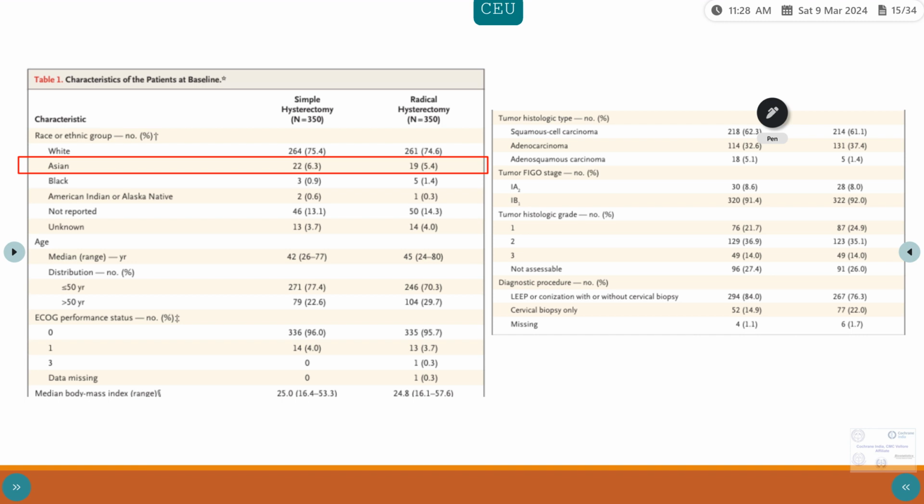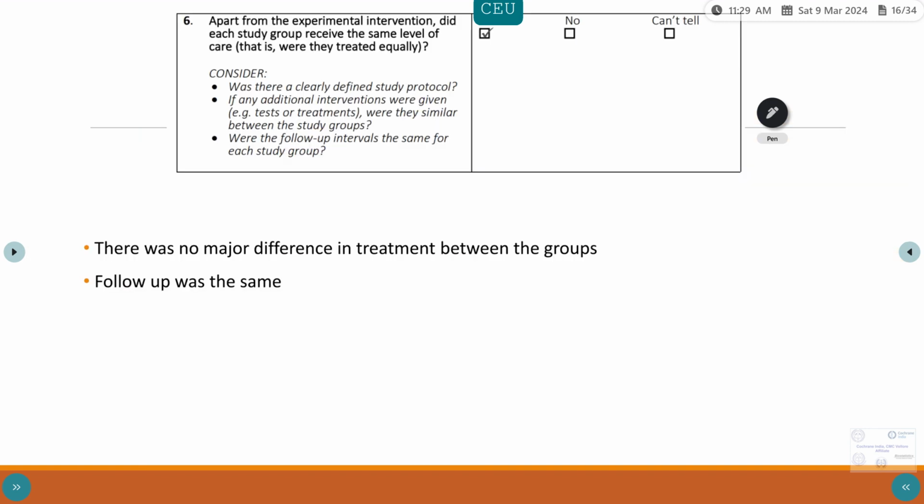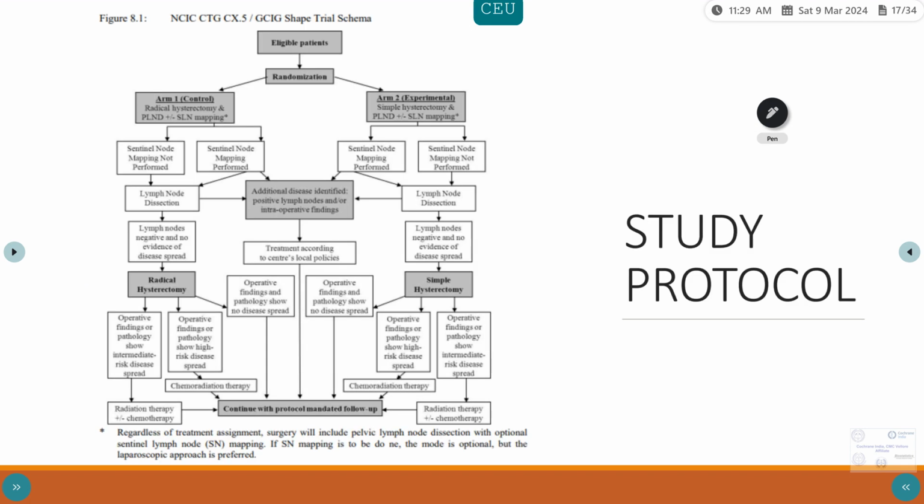Apart from the experimental intervention, did each group receive the same level of care? So besides the intervention, there were no other changes in both the arms, and follow-up was the same in both the arms. This is the study protocol. So both of them got pelvic lymph node dissection. The only difference is that patients on this side, the control arm, had radical hysterectomy versus the other side had simple hysterectomy.